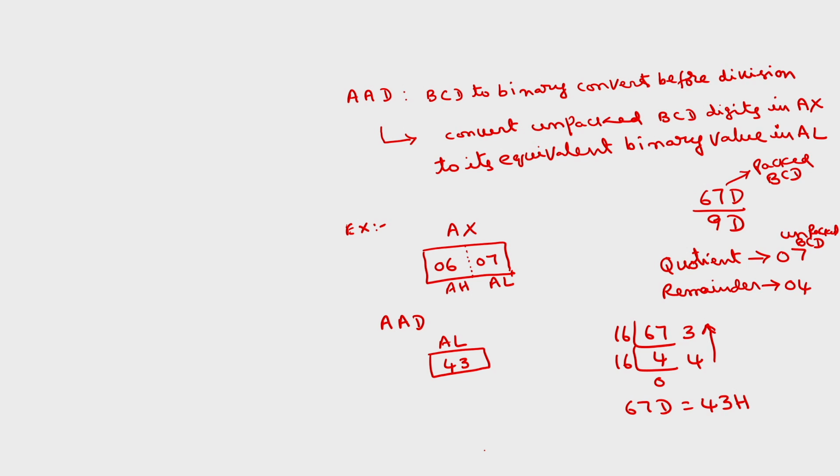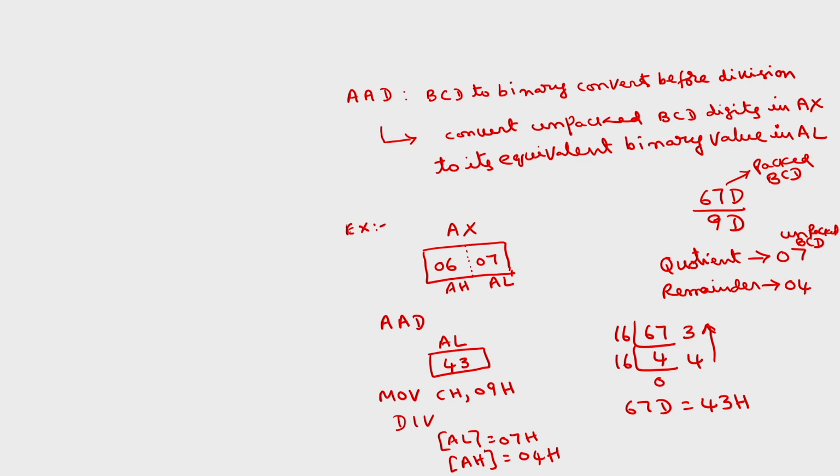Suppose you want to perform 67 divided by 9 in BCD. You have to move into any register, say CH, 09 as hexadecimal. Then if I write DIV, as I have told, this is before division. What is the quotient and what is the remainder? The contents of AL become the quotient, which is 07 H, and the contents of AH become 04 H. So this is about the AAD instruction.